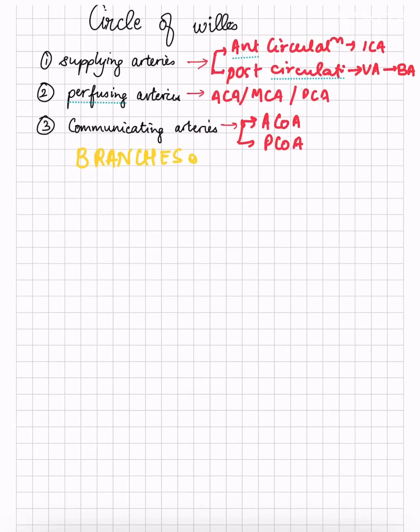Now, a quick recap of Circle of Willis with me. You can make the diagram. You can divide them in three parts: supplying artery, perfusing artery, and communicating artery. First is supplying arteries forming anterior and posterior circulation. Anterior circulation was formed by internal carotid artery. You can make two internal carotid arteries. Posterior was formed by two vertebral arteries combining to form one basilar artery. We are done with supplying arteries.